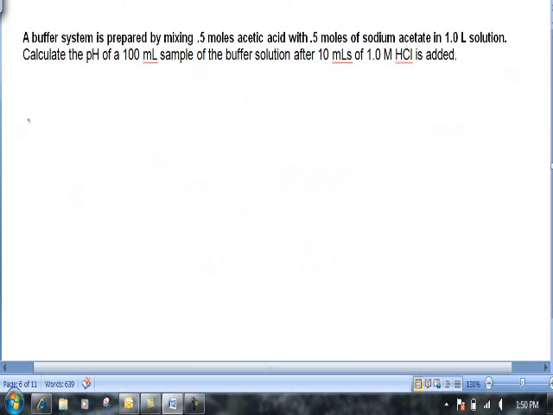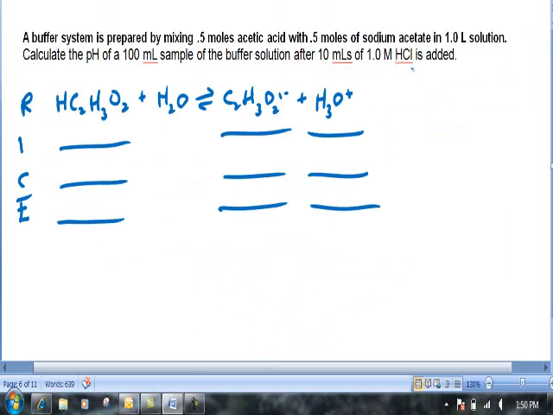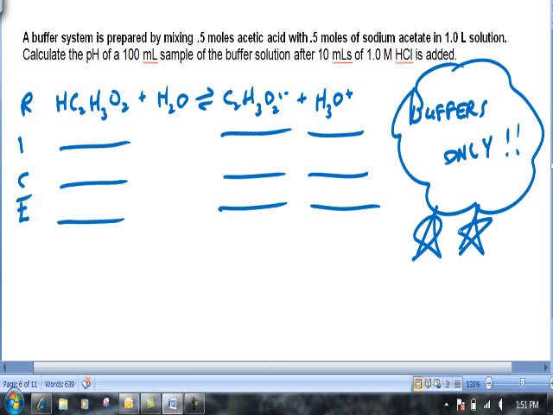This next problem takes a look at determining the pH of something in a buffer solution after we've added, say, HCl or NaOH. We still use the equilibrium for the weak acid with water in our RICE strategy. Now, one thing we can do for buffers, because we have a mixture of salt and weak acid, and this works for buffers only, is we can do the equilibrium problem in terms of moles.